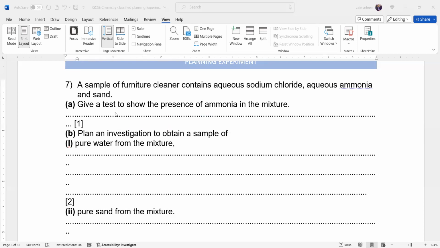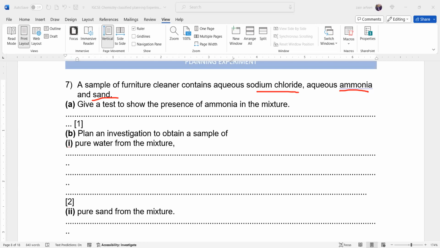The next part is the 7th part. We plan an investigation to obtain a sample of pure water from the mixture. So we have sodium chloride, we have aqueous ammonia, and we have sand. And we want the pure water from them. So what should we do if we want to obtain pure water? First, for example, take the mixture in a beaker or a conical flask.